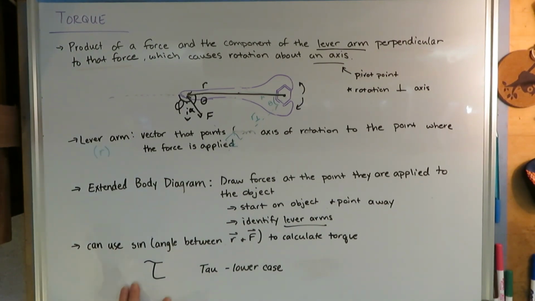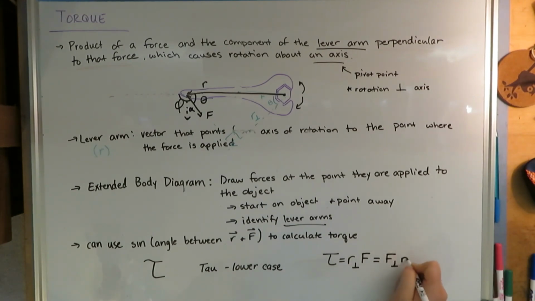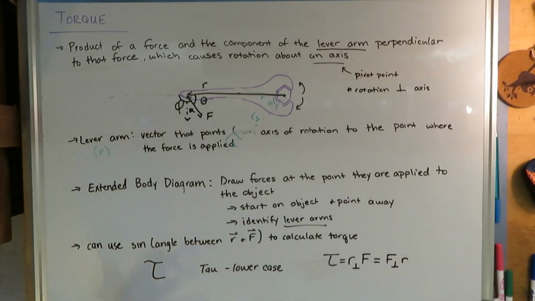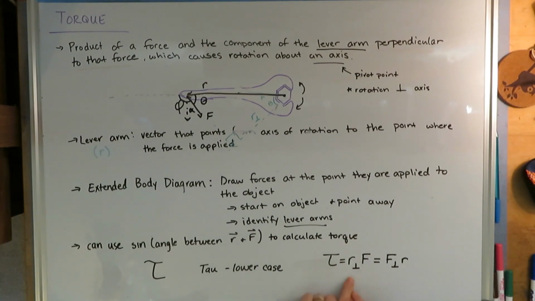Okay, so torque is the Greek letter tau, and tau is R perpendicular times F, or F perpendicular times R. So that's what this says. It's the product of the force component and the lever arm that are perpendicular to each other. But these two are equivalent statements. So you can do R perpendicular F or F perpendicular R, just as long as these two are perpendicular to each other. So you can either find the component of the lever arm that's perpendicular to the force, or you can find the component of the force that is perpendicular to the lever arm. Either of those will work.